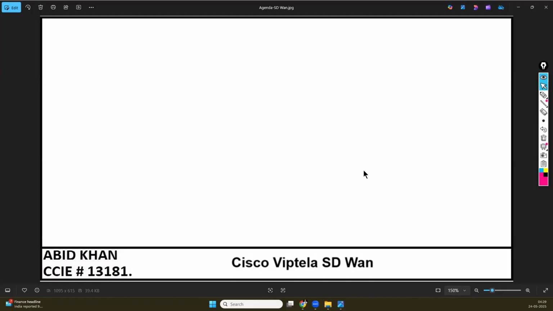Any router or switch IOS image name, if you see, always starts with a small c. So in case of Viptela, we have vManage, vBond, vSmart, and vEdge.